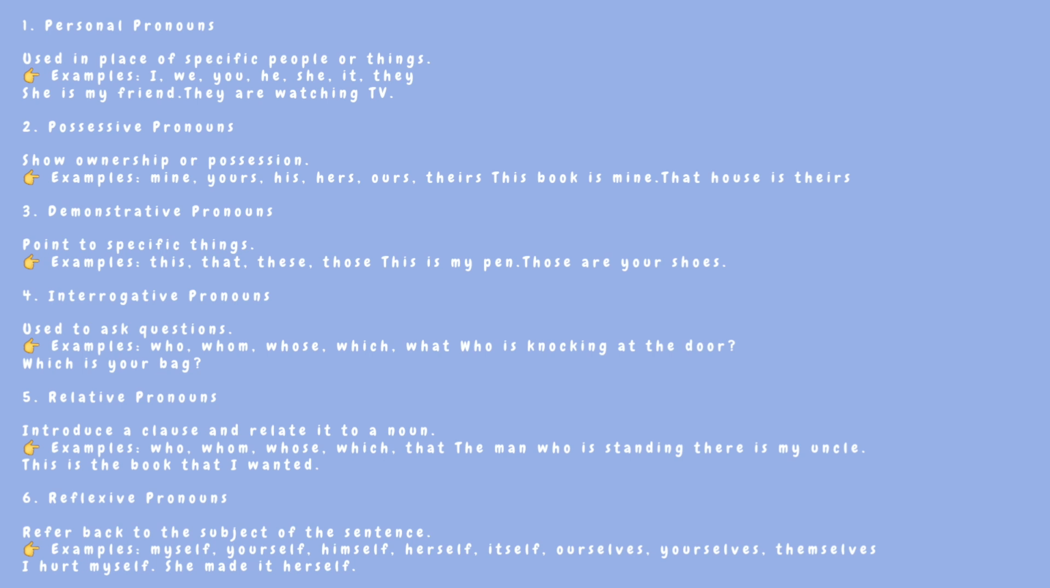1. Personal pronouns, used in place of specific people or things. Examples: I, we, you, he, she, it, they. She is my friend. They are watching TV. 2. Possessive pronouns, show ownership or possession. Examples: mine, yours, his, hers, ours, theirs. This book is mine. That house is theirs.